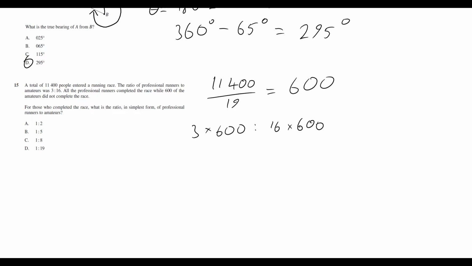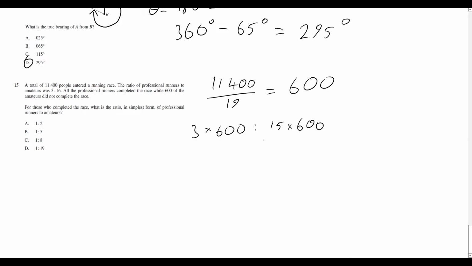And now let's look at what happens next. It says all the professional runners completed the race while 600 of the amateurs did not complete the race. For those who completed the race, what is the ratio in simplest form of professional runners to amateurs? Okay, so 600 amateurs did not complete the race, so we are going to be subtracting 600 from our amount of amateurs here. Or we can just rewrite this ratio, because if we are deducting 600 from 16 lots of 600, we can just write that as 15 lots of 600.